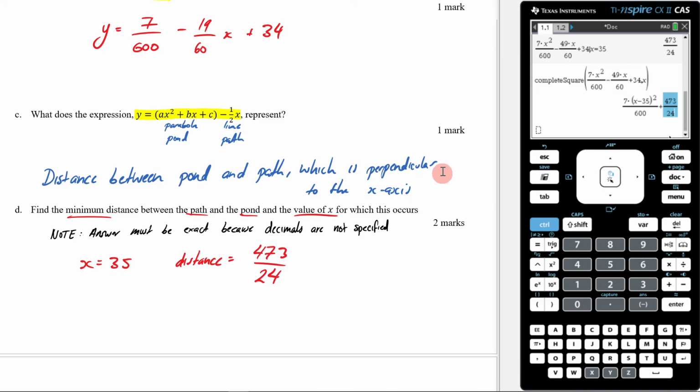If you wanted to, you could complete the square, but just make a note of the fact that an answer must be exact when the decimals are not specified. Just be careful of that.